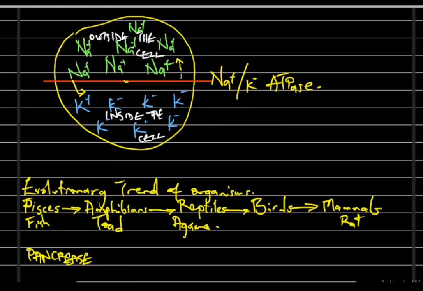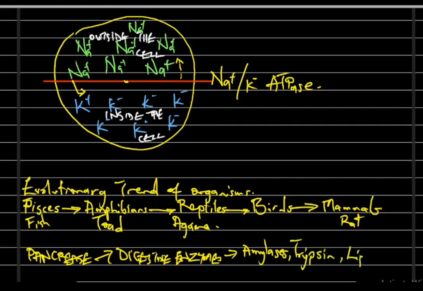The pancreas produces digestive enzymes, and then the digestive enzymes we have the amylases, we have the tripases or trypsin, and then we have the lipases. Those are the three digestive enzymes that it produces, and then it produces hormones as well, because it is an endocrine gland.